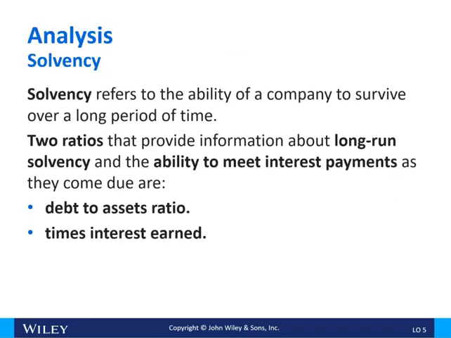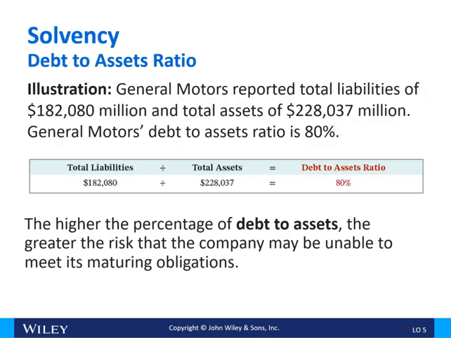Solvency refers to the ability of a company to survive over a long period of time. There are two ratios that provide information about long-run solvency and the ability to meet interest payments. That's the debt to assets ratio and the times interest earned. So if we look at General Motors, they had total liabilities of 182,080 million, so 182 billion. Total assets of 228,037 million, so $228 billion. Their debt to asset ratio is 80%, and we get that by total liabilities divided by total assets.